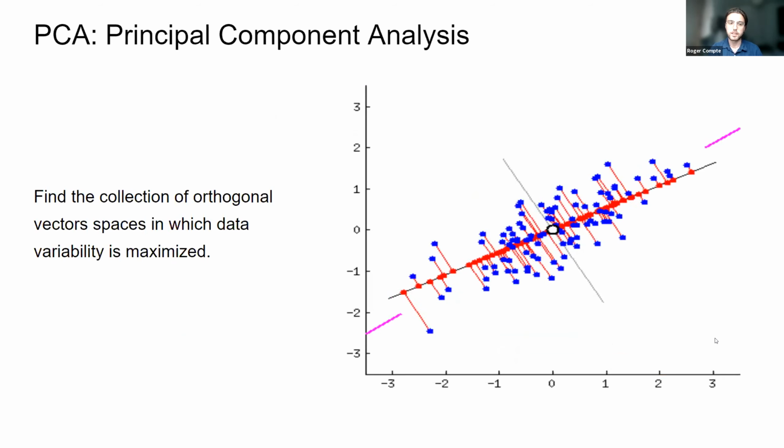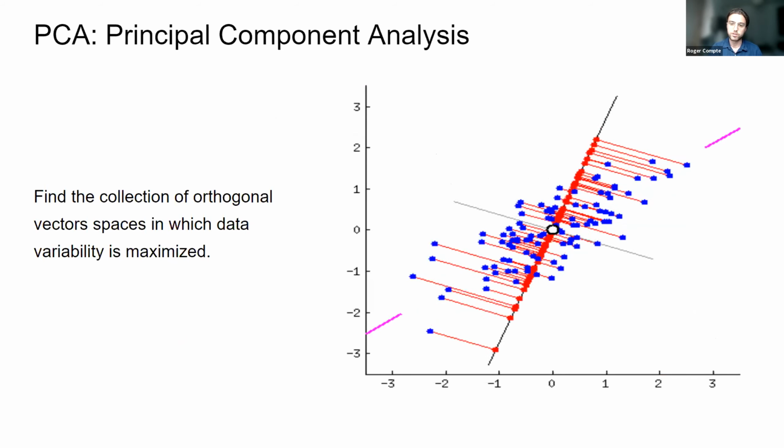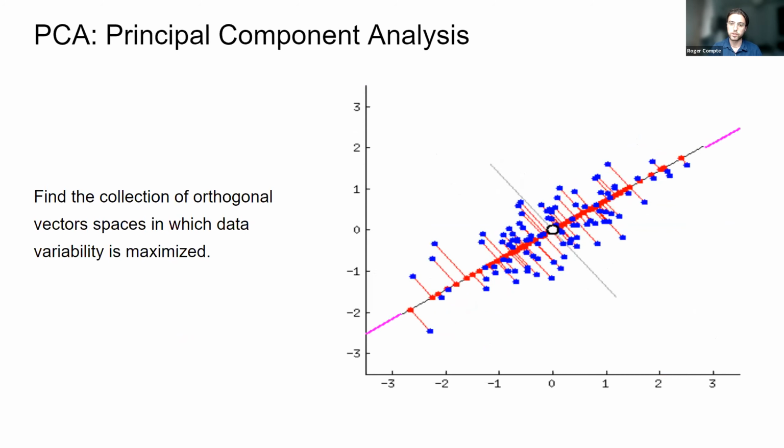So PCA, at the end, is a method that tries to find a collection of orthogonal vector spaces in which the variability of the data is maximized, and tries to represent the samples in these new features, maximizing the variability.